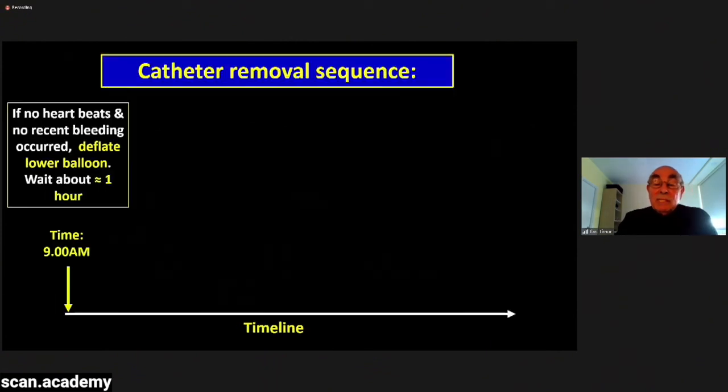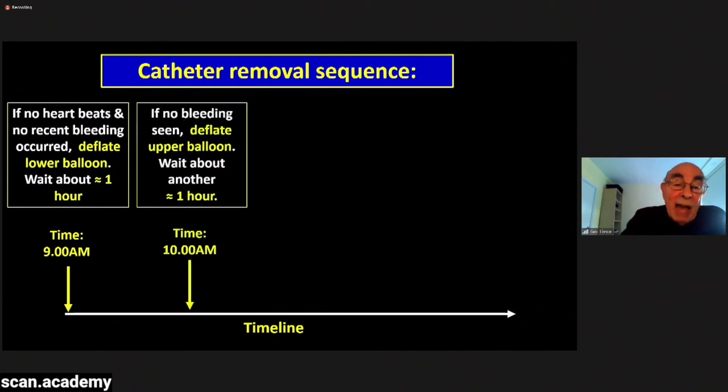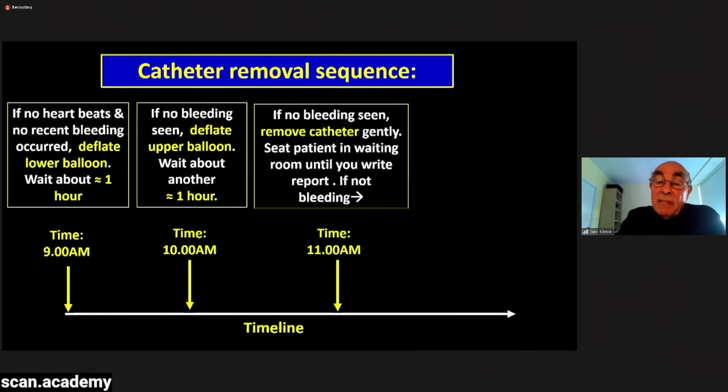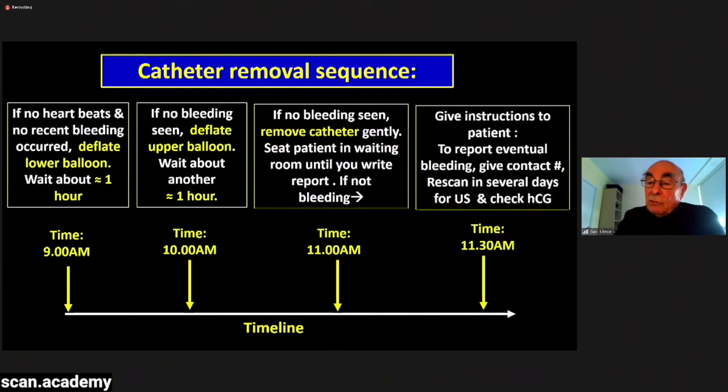Catheter removal, see this slide. If there are no heartbeats or no recent bleeding, deflate the lower balloon, wait about an hour, then go back after an hour, deflate the upper balloon, wait another 1 hour. Now, if no bleeding is seen, slowly, gently pull out the catheter. Seat the patient in the waiting room until you write the report. If it is not bleeding, then give instructions to her. You rescan in several days and check the HCG.